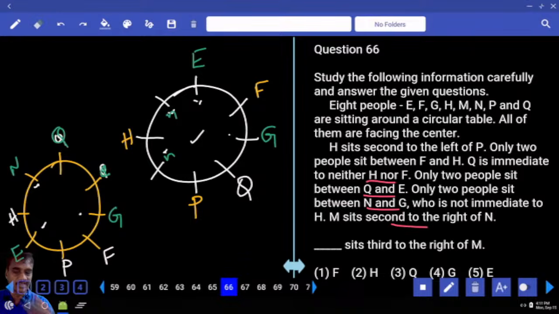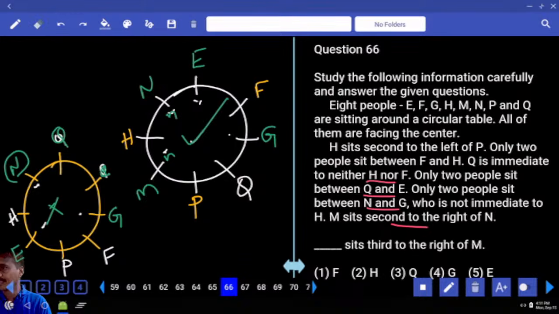And M sits second to the right of N. If N is here, M is seated second to the right of N, meaning N and M must be the same. Is it possible? If M sits second to the left of N is given, then on the right-hand side, that is ruled out. And N sits second to the left of M. And where should this end? N is seated second to the left of M. This is the final arrangement.